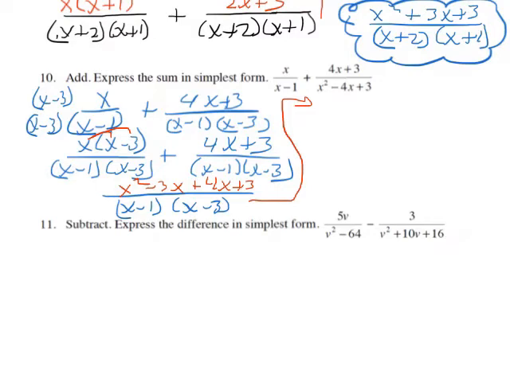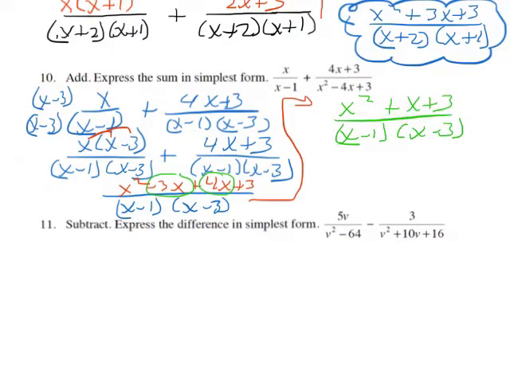So from there, I'm going to add like terms, and these are my like terms right here. So I have negative 3x plus 4x gives me 1x, so I have x squared plus x plus 3 over x minus 1 and x minus 3. Now, can this factor? Do I have factors of 3 that will give me 1? The answer to that is no. So guess what? I have added those two rational expressions, and I am all done.